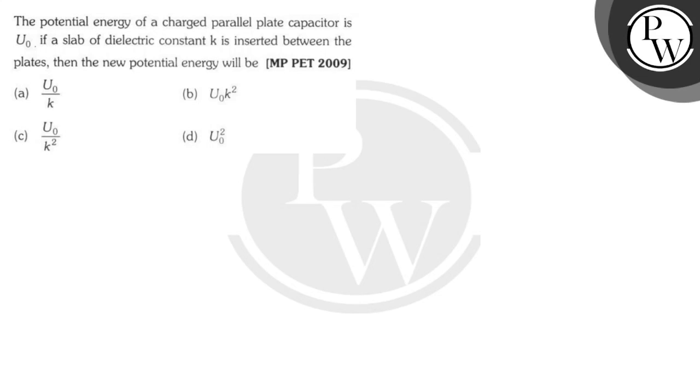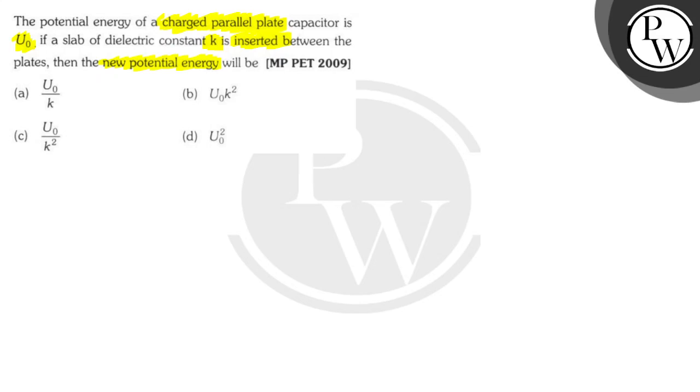Let's read this question. The potential energy of a charged parallel plate capacitor is given by U naught. If a slab of dielectric constant K is inserted between the plates, then the new potential energy will be which of the following?